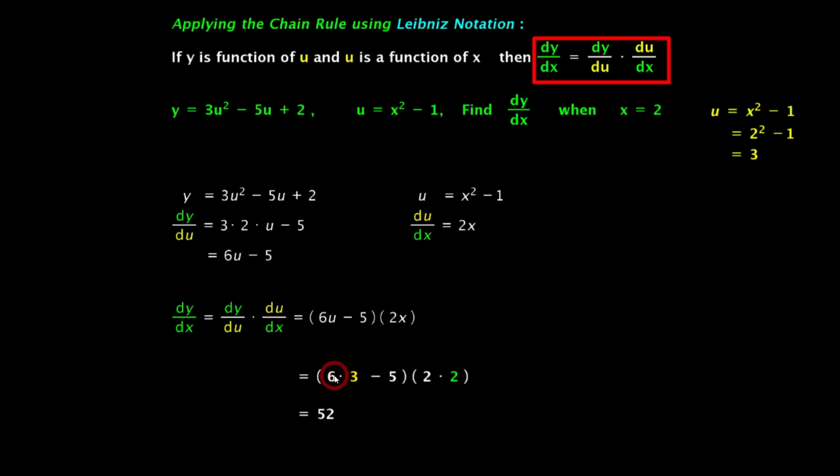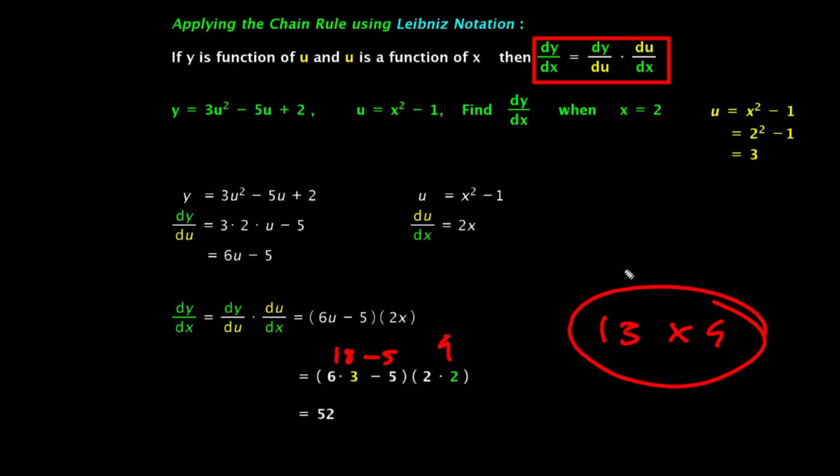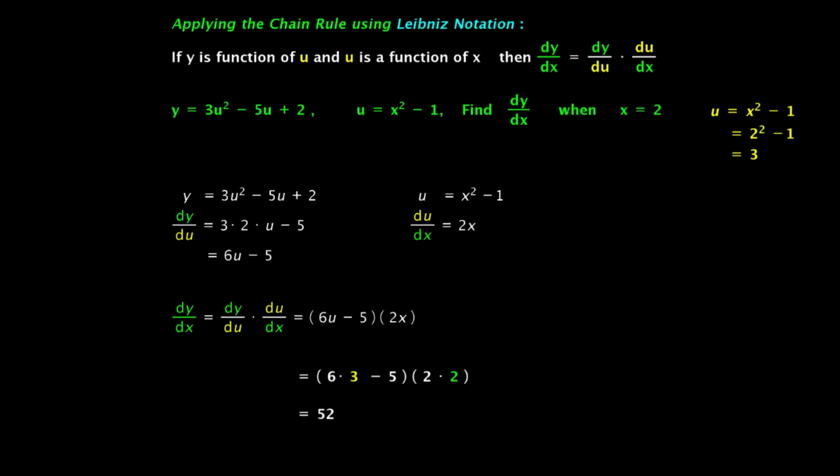6 times 3 is 18. 18 minus 5 is 13. And that value is 4. So 13 times 4, which is 52. That is our final answer. And this answer is in terms of a number.